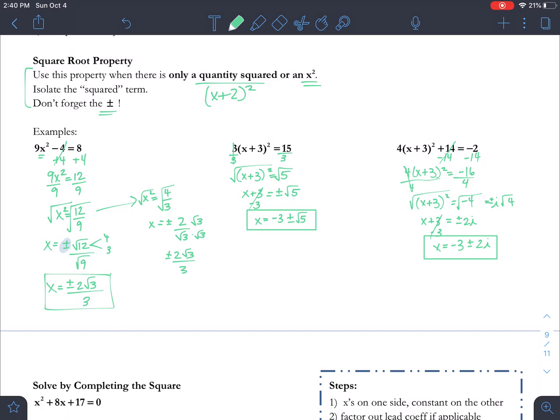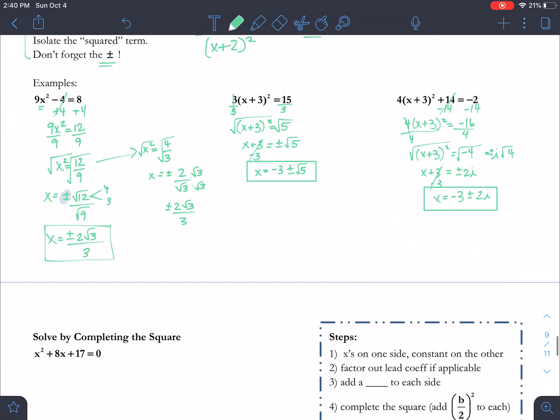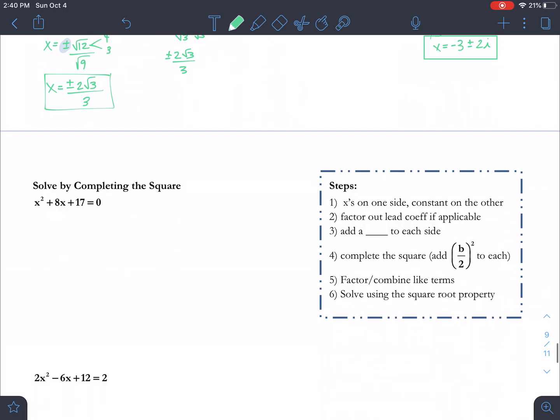Last one here, completing the square. You may have done this in Algebra 1, and basically what we're going to try to do now, we saw how nice and great this part was. We're going to try to force some other problems to be in this format and see if we can use the square root property more often. Like, can we force other problems to look like that? So let's try this out.